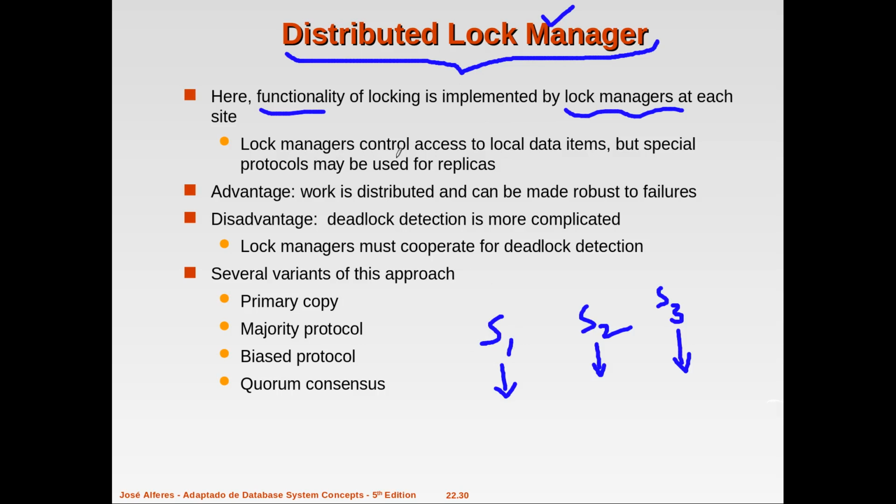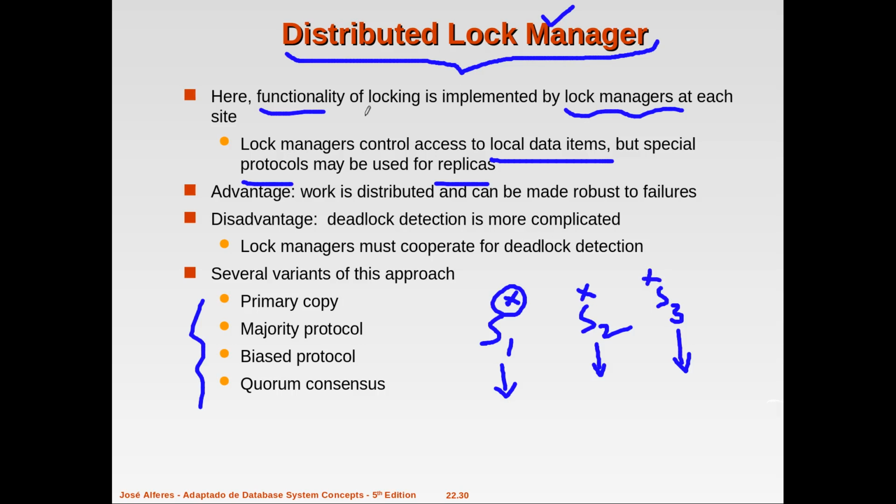Now the log managers control access to local data items. So if any item is to be accessed from S1, the log manager present in S1 will control it. But when we have replicas present, we need to use special protocols that we will be discussing later. So if HC is present only in S1, we can manage its log request and denial by referring to S1 alone. But if HC is replicated, we cannot use this protocol. We have to use a variation of the same distributed log manager. So if the same item is replicated, we need to consider that factor.